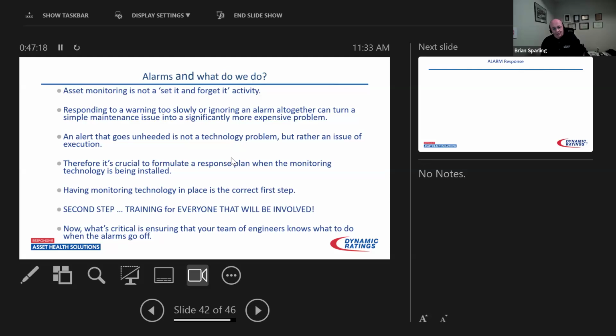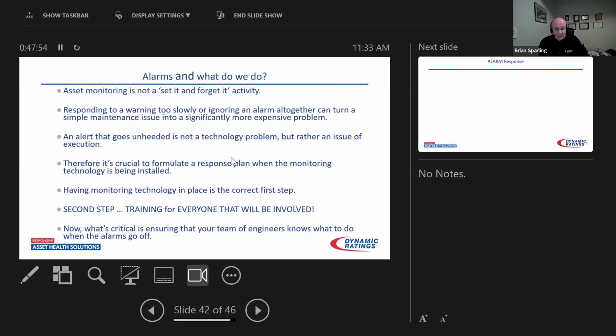Second one, train people. Train everybody, identify who will be involved in this. Have them understand what monitoring is, what it's going to do for them, and pay attention to alarms when they come. It's critical. It's to ensure that your team of engineers and technicians know what to do when alarms go off. Ignoring them. I've seen cases where an alarm goes off on a gas monitor and somebody in the control room looks at the light on their panel and wonders, what the hell is that? Pushes the reset button.